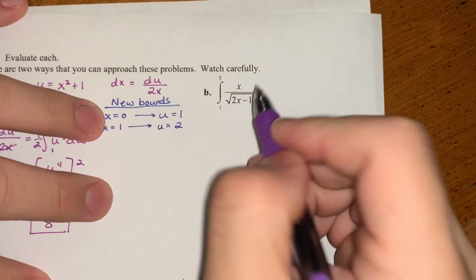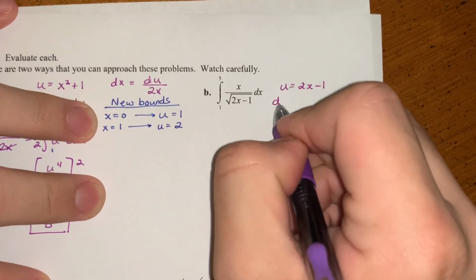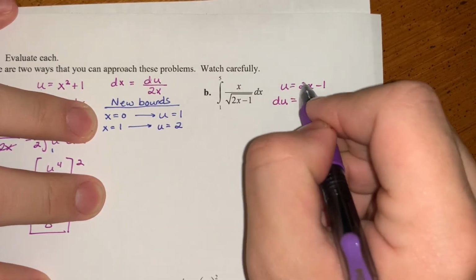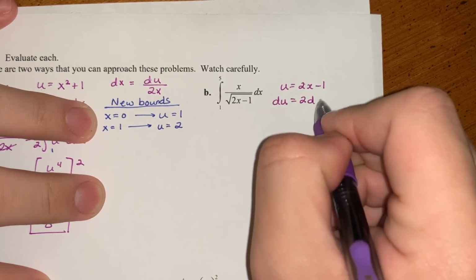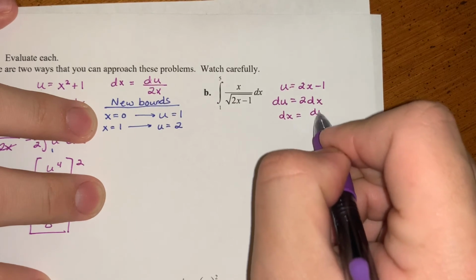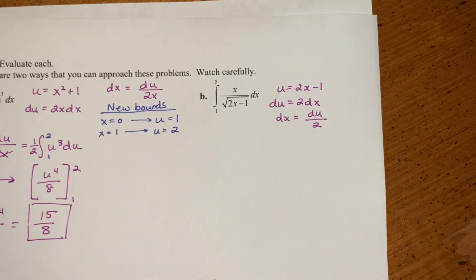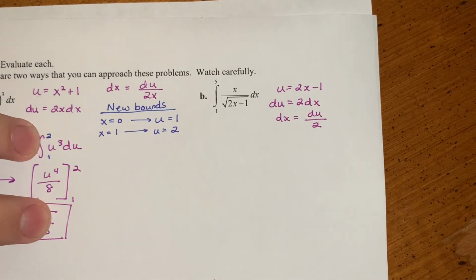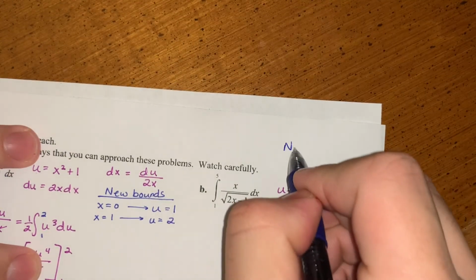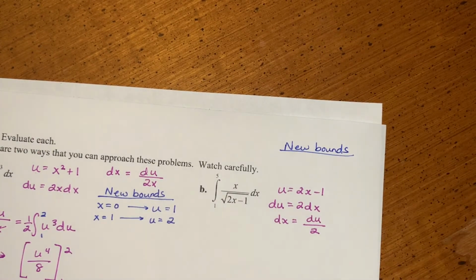So now I have u is equal to 2x minus 1. du is equal to 2 times dx. And I can get dx by itself: dx is equal to du over 2. Right, so I'm going to go ahead and plug this back in. And you know what? While I'm at it, I'm going to make my new bounds. Let's not forget that. Okay, I'm going to make my new bounds.